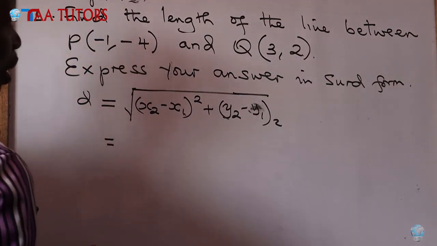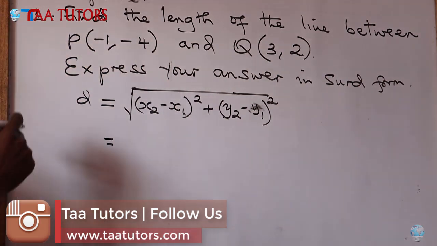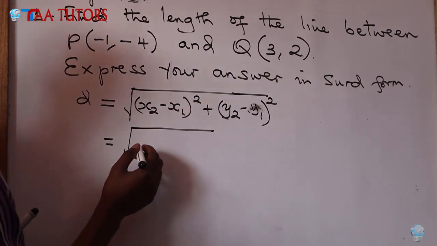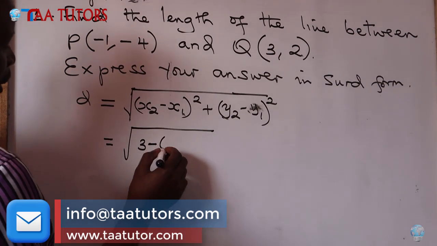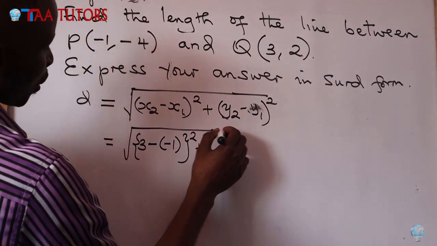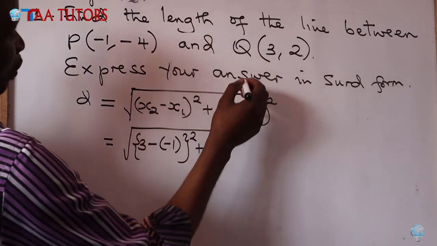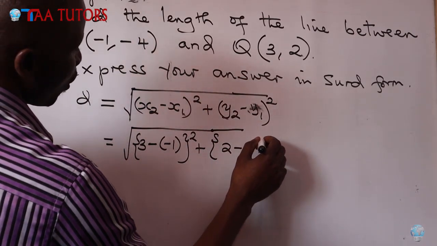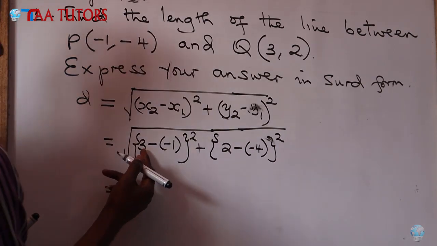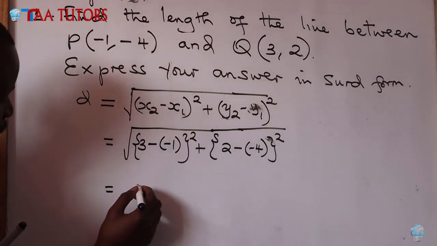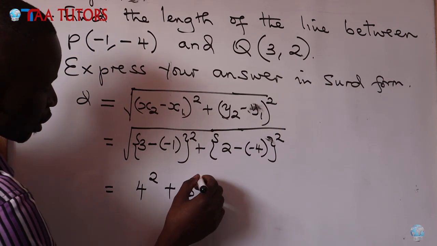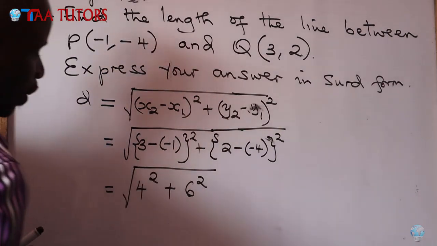So this will be, the square is up there, sorry. So now, the square root here will be x2 is 3, so 3 minus -1, squared, plus we have 2 minus -4, also squared here. So we know that 3 minus -1 is going to be 4. So we are going to have 4 squared, plus 2 minus -4 is 6, so also 6 squared. We know everything is under the square root.